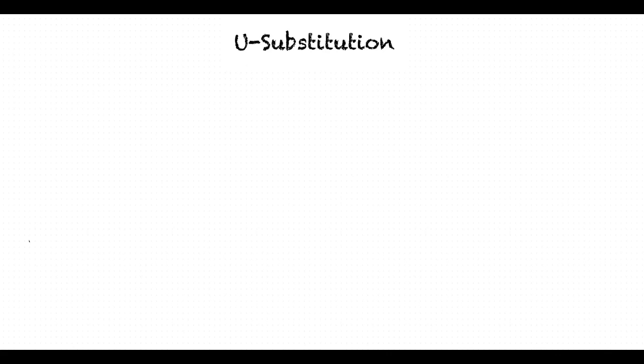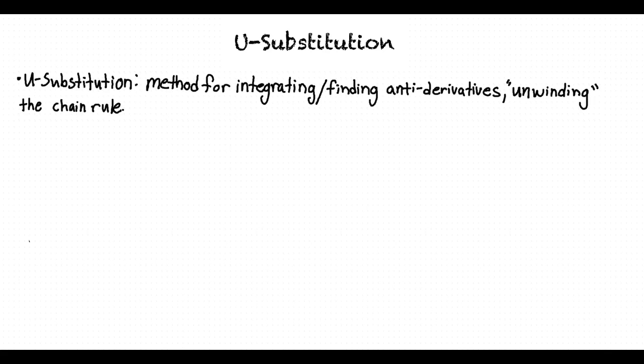What is U-Substitution? U-Substitution is a method for integrating and finding antiderivatives, and it is essentially a way of unwinding the chain rule. There are many integrals that can't be solved using the rules of integration that we have already learned, so that's when we would use the U-Substitution method.